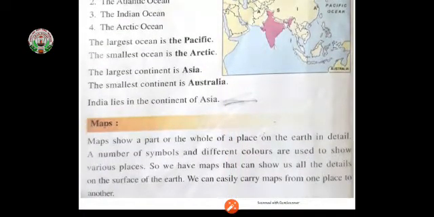Maps show a part or the whole of a place on the earth in detail. A number of symbols and different colors are used to show various places. So we have maps that can show us all the details on the surface of the earth. We can easily carry maps from one place to another. Now, see, a map is an image of an area, usually of the earth or part of the earth. A map is different from an aerial photograph because it includes interpretation.